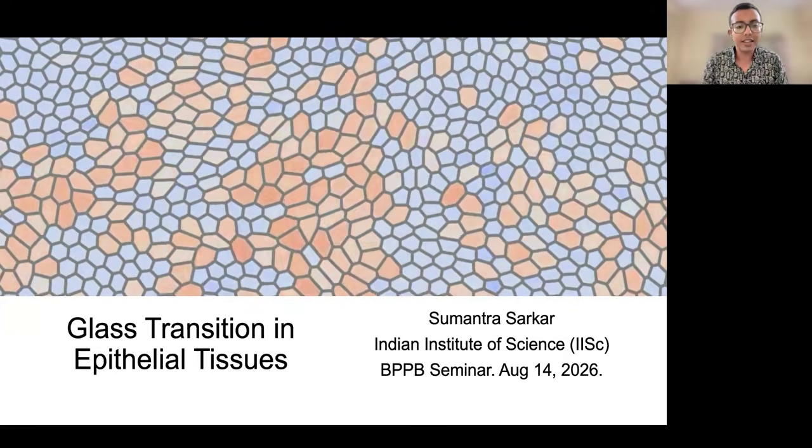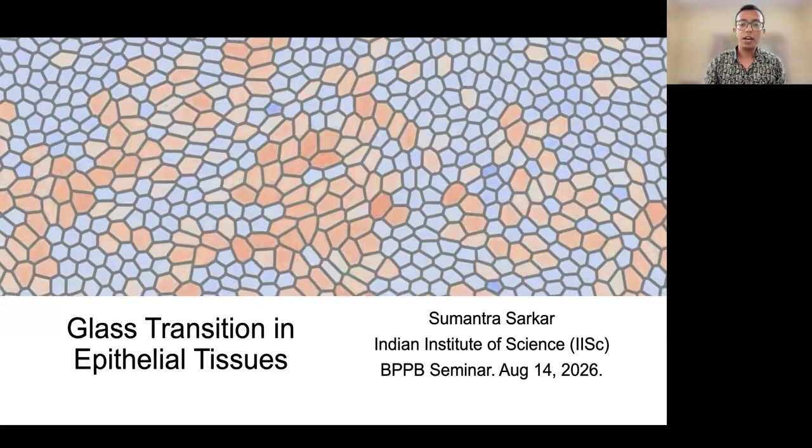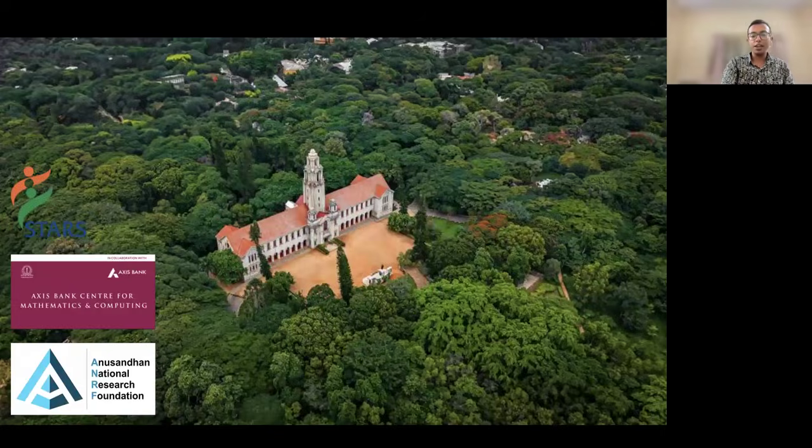So, as Sonia said, I'm going to talk about glass transition in epithelial tissues. My name is Sumantra, and I come from IISc, which is pictured right over here. They are one of the main funders of this work, as are all of these funding agencies listed over here. I'm very grateful to them for supporting our research.